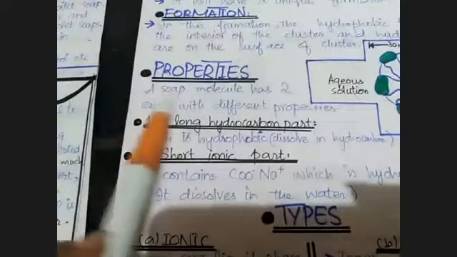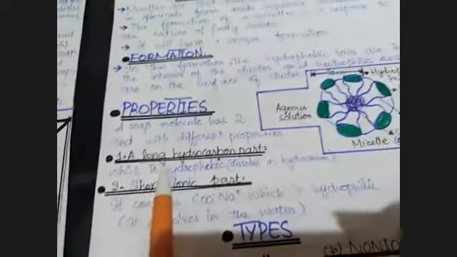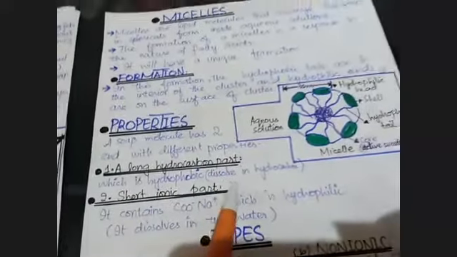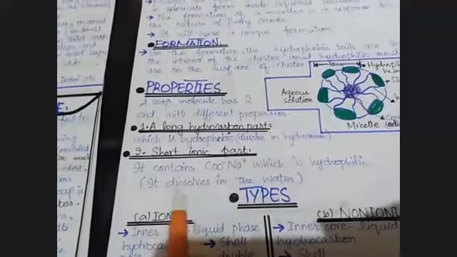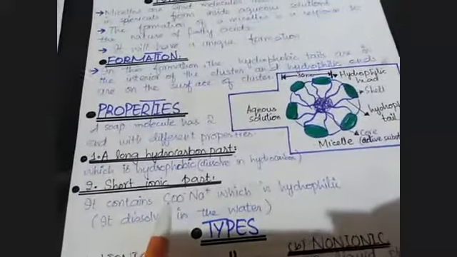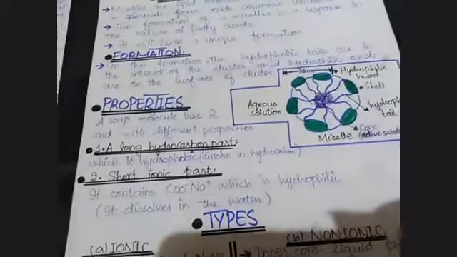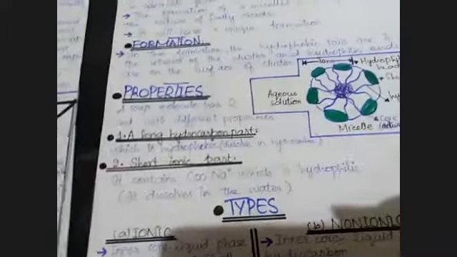What are the properties of the micelle? Just like the soap molecule, micelle formation also has two parts: a long hydrocarbon part, which is dissolved in hydrocarbon, and a short ionic part, which contains COO negative and sodium, which is hydrophilic. It dissolves in water.